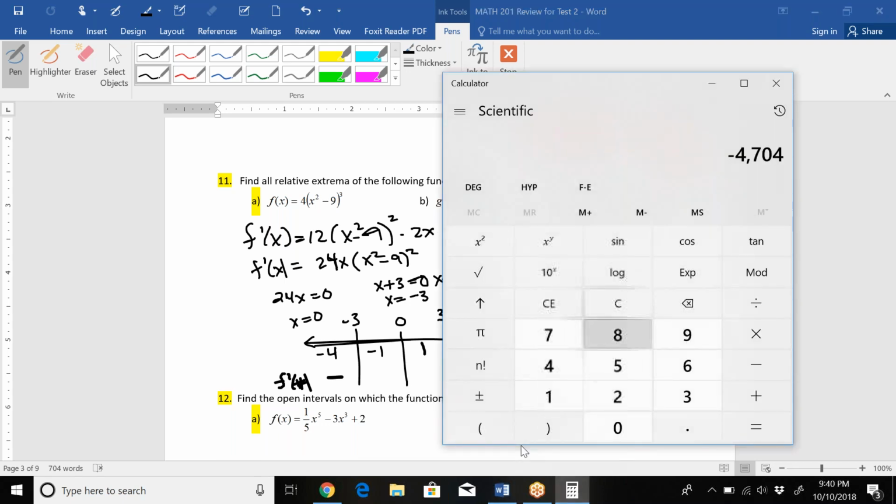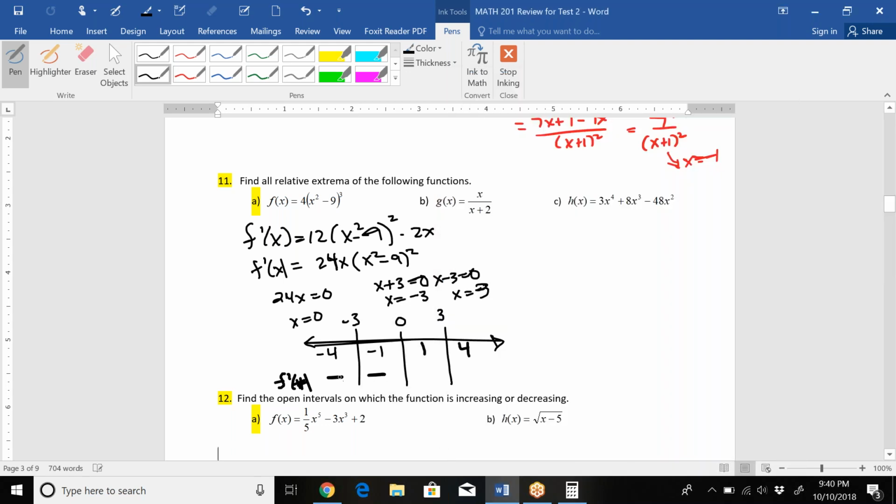If we plug in -1, that would be -1 squared is 1, minus 9 is -8. -8 squared, though, is 64, times the 24 out front times a -1. Notice that region is also negative. That means this is not a max or min. This is most definitely going to end up probably being a point of inflection if it exists there.